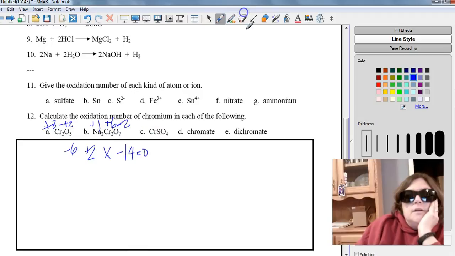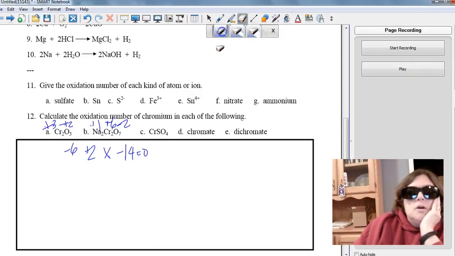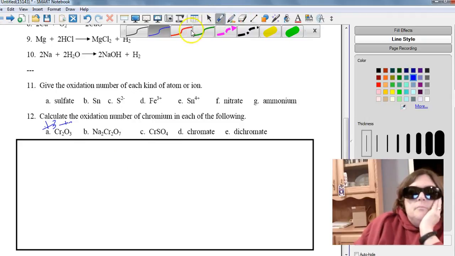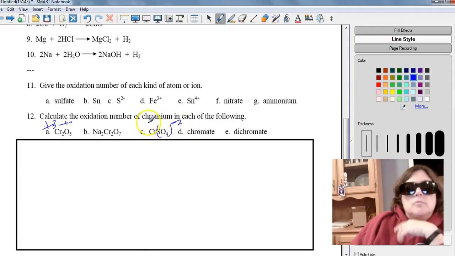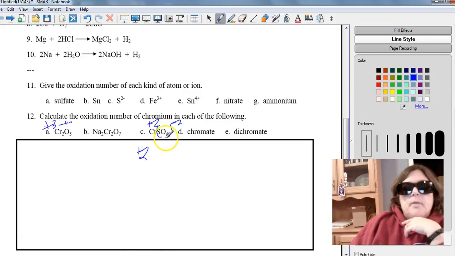Chromium sulfate. Okay, what kind of chromium is that? Thinking of naming. We know sulfate itself has a negative 2 charge, and it's bonded 1-to-1 with the chromium, so the chromium has got to be a plus 2. Oxygen's always a negative 2. 2 times 4 is negative 8, so sulfur here has to be a plus 6.